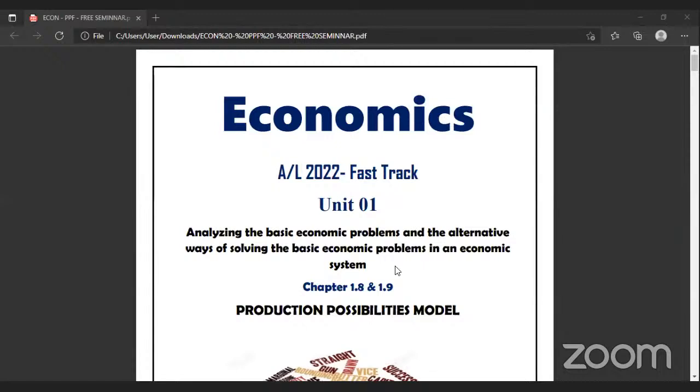So first of all, you must understand, you have studied economics for 1 year. This topic is the first unit, and you have already done it. Since it's a fast track, it doesn't mean that we are going to teach faster, right? Actually, the entire economics we can finish within 1 year. That is a fact.